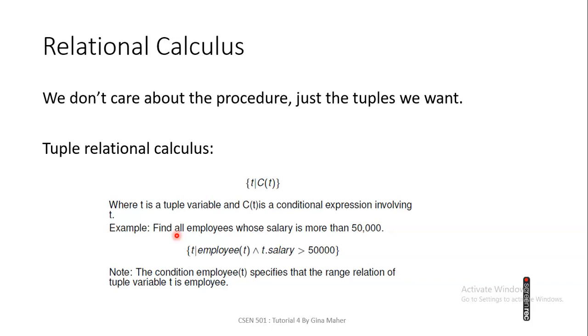Okay, let's divide this into two parts. First, the part we want to see as output. We want to see all employees, so we want to see the whole tuple or the whole row. We are going to represent the variable of employee by t. Now we need to write what this t represents. We explain this after this bar. So we are going to write Employee(t), which means that t is a variable of employee. Okay, this is the first part.